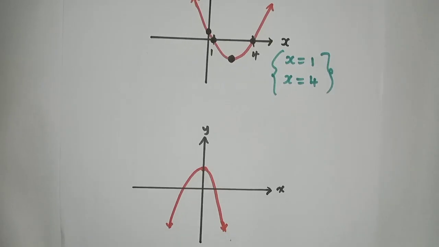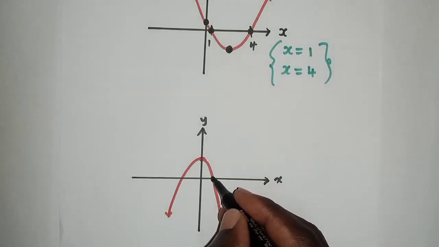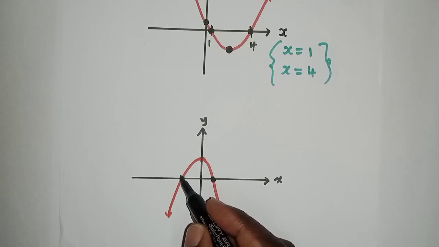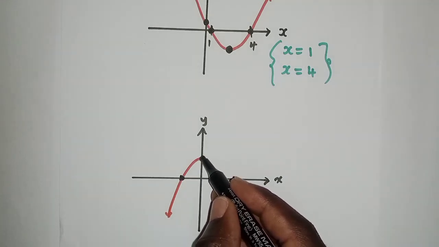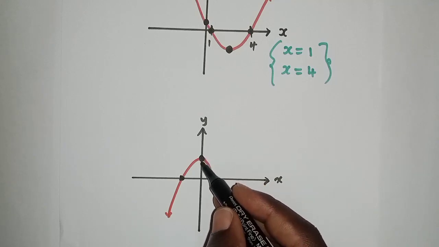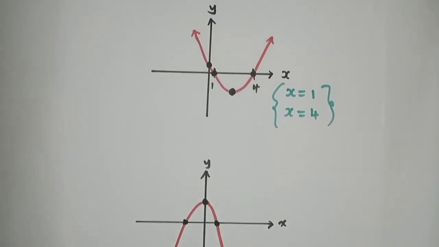We can look at this other one. This also has got the x-intercepts right here and here. And the turning point is right here. At the turning point, that's where the y-intercept is for this graph. Okay? So that's it. Let's try to do an example.